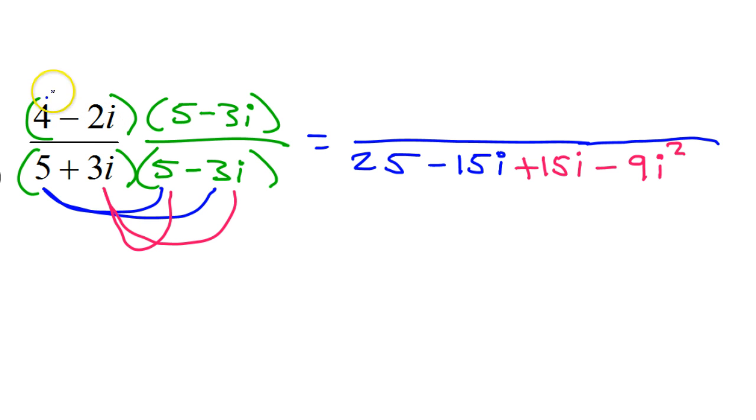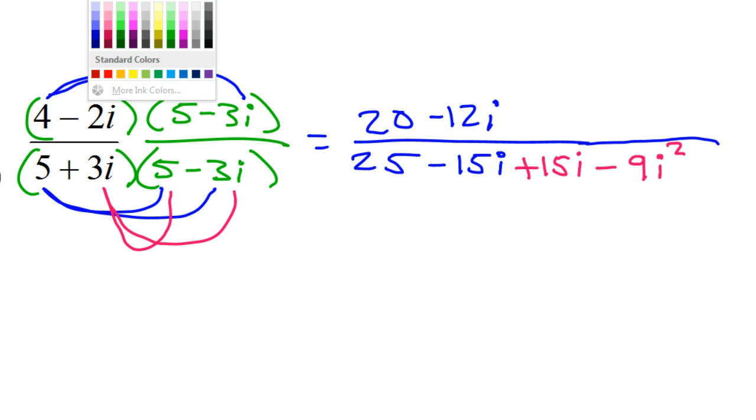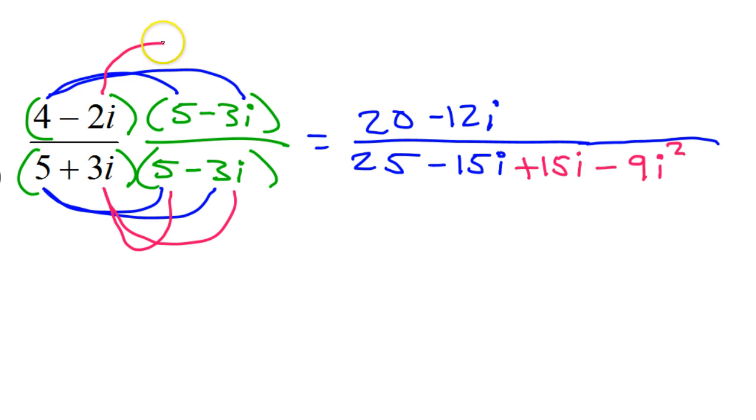Okay, in the numerator, I'm going to distribute the 4. So 4 times 5 is 20, and 4 times -3i is -12i. Then I will distribute the -2i. So -2i times 5 is -10i. -2i times -3i is +6i squared.